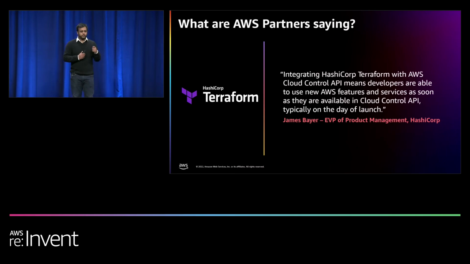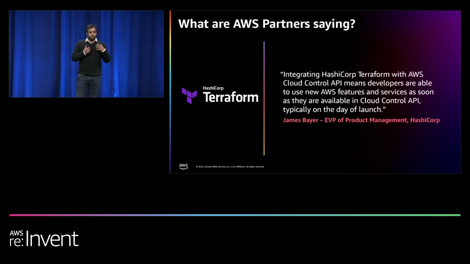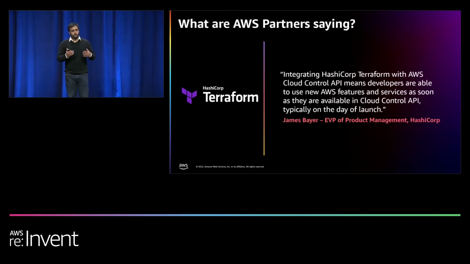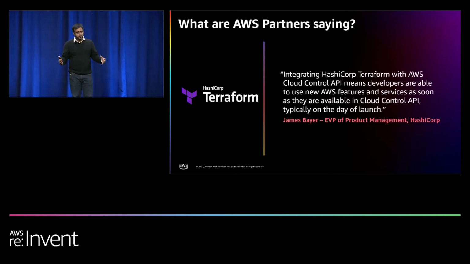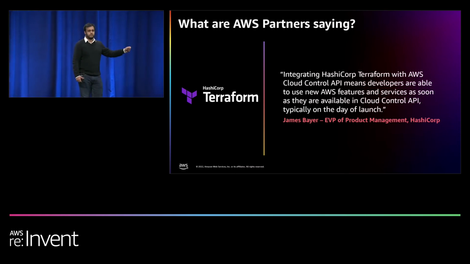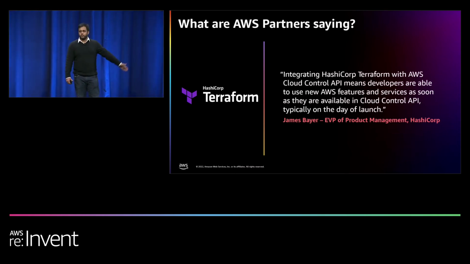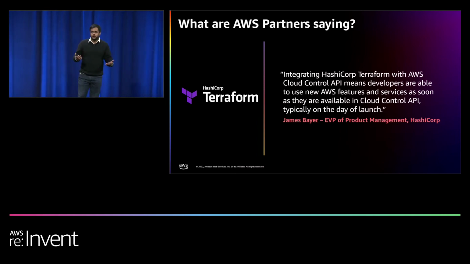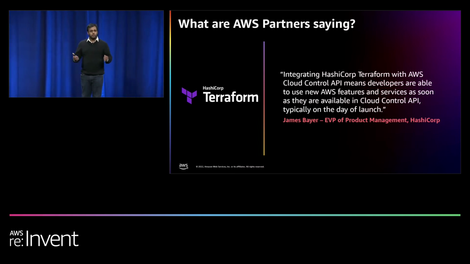Here we hear HashiCorp's leadership telling us that by integrating their toolchain with Cloud Control API, our shared customers are able to leverage the latest AWS features and services typically close to the day of launch. Many of them, including the recently announced AWS Lambda SnapStart, like new innovations, all of them are supported on Cloud Control API, and therefore on any of our integrated partner solutions, in this case, Terraform.